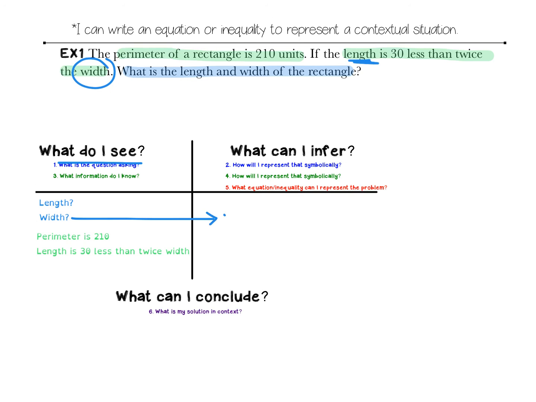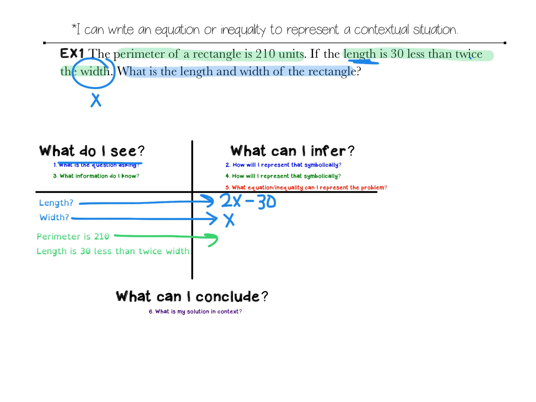So I'm going to call that x. So now that I know that the width is x, I can show 30 less than twice x as that. So that would represent 30 less than twice x. So now I need to think about how can I represent what I know symbolically.